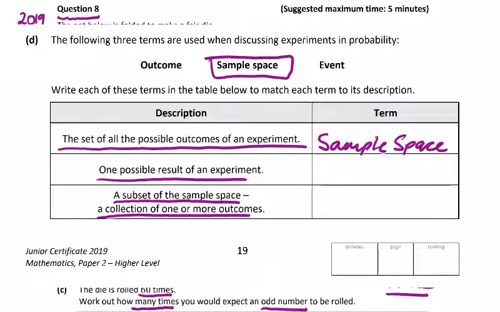There's a kind of giveaway. The word outcomes there means that this one can't be outcome. This has to be event. And this is an outcome. So sample space, outcome and event are the 3 answers for part D. Part D was worth 5, given 15 for this question.